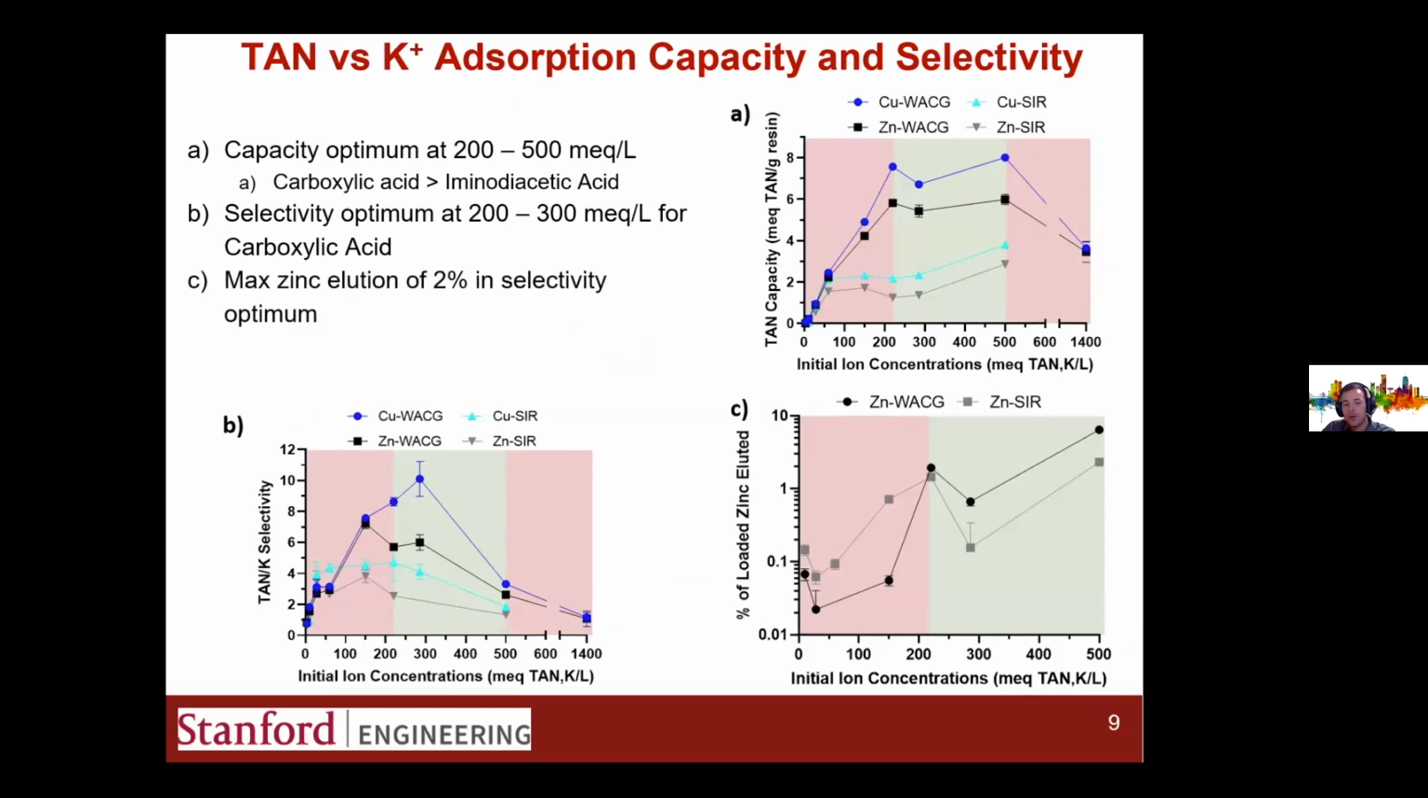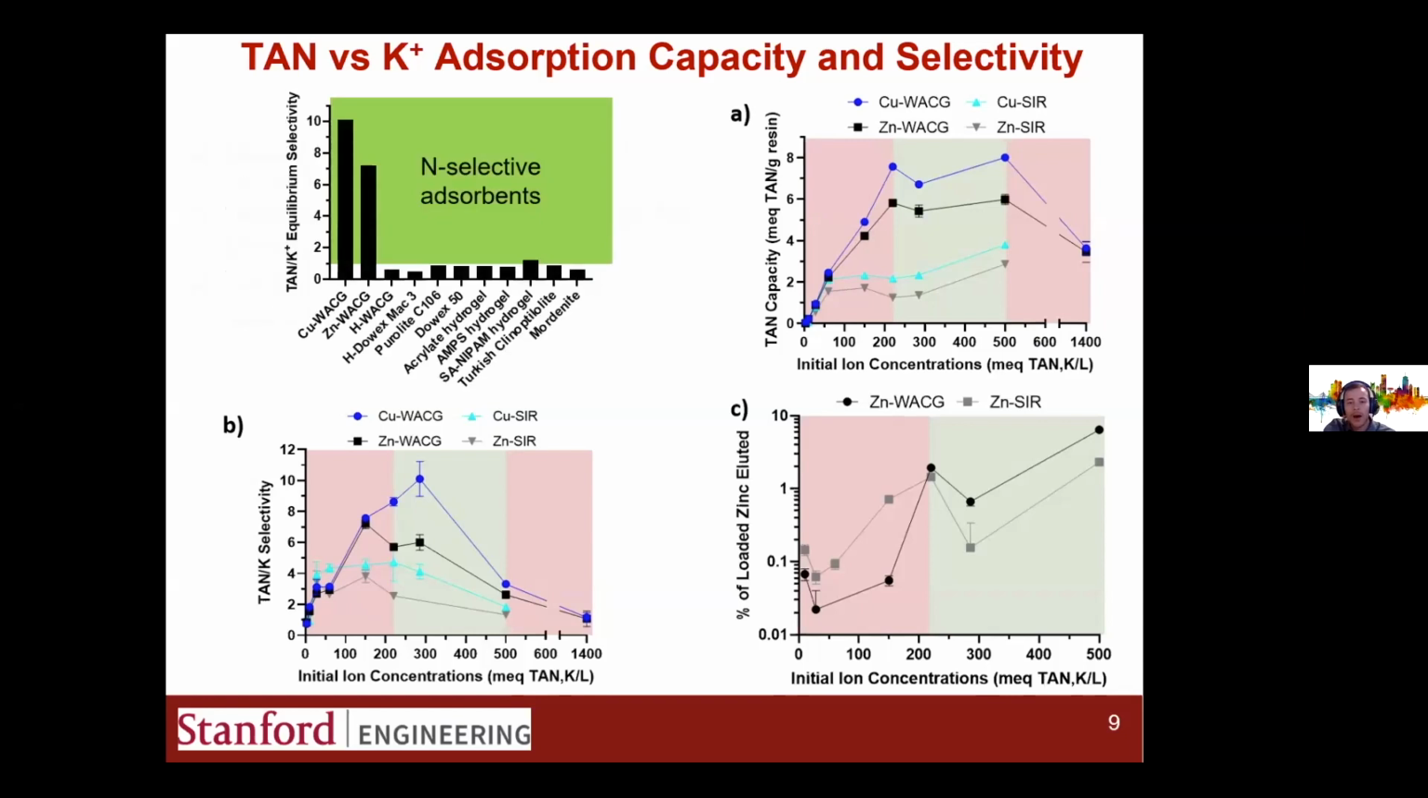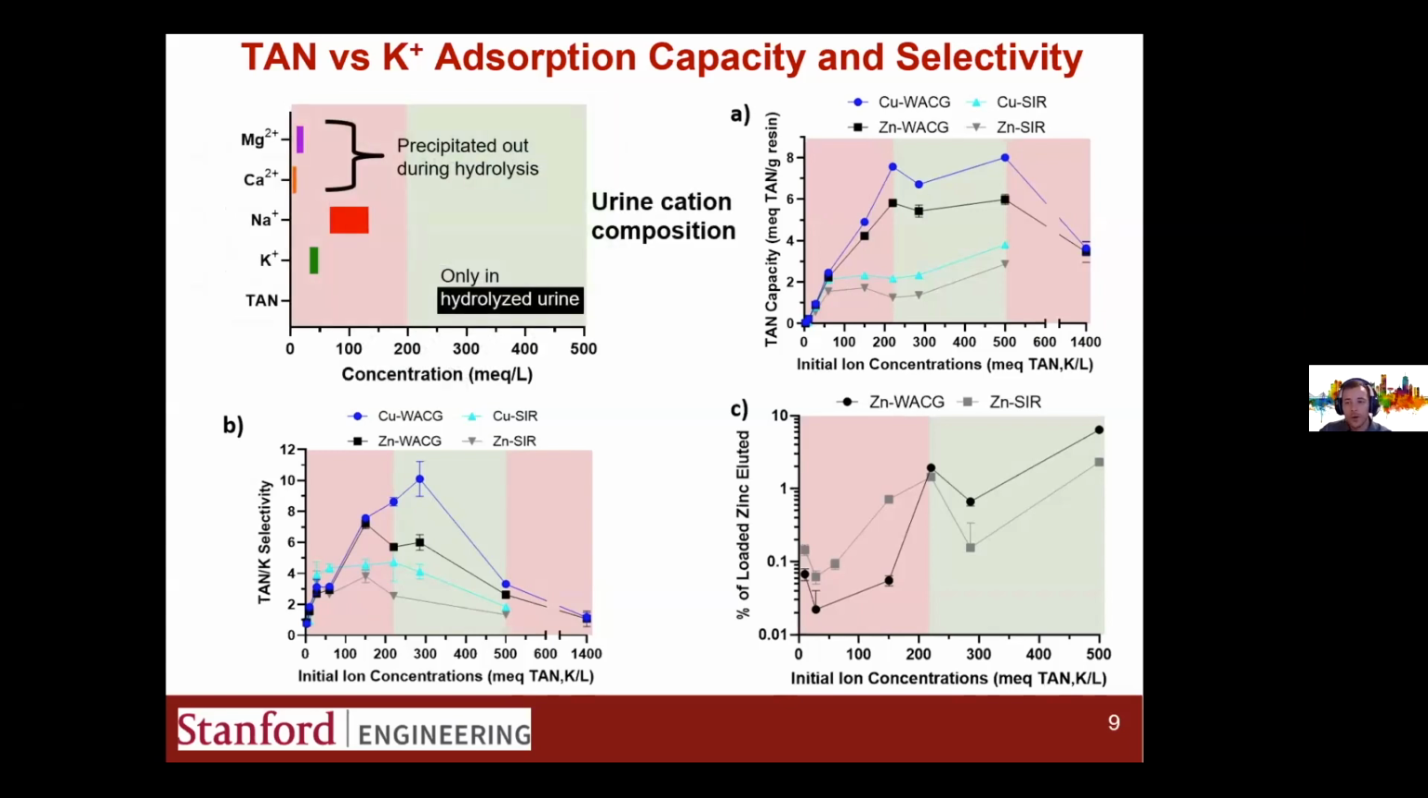Encouragingly, transition metal elution was only a max of around 2% within this most selective high capacity region. This performance is severely improved over the regular ion exchange resins and can be attributed to the transition metal. But more importantly for this summit, this relates to urine, because hydrolyzed urine has a TAN concentration exactly within this optimal range, and any competing cations are below this range, which only improves selectivity compared to equimolar.